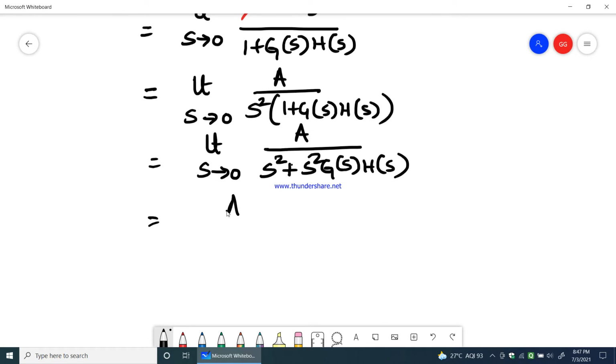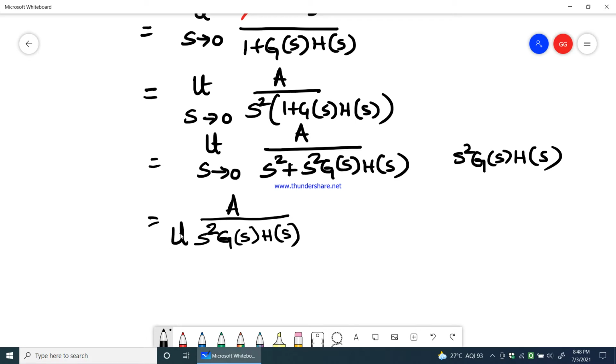So when s tends to 0, s square becomes 0. So 0 plus this will be s square g of s into h of s. I told you this is an acceleration function. Therefore, limit s tends to 0, s square into g of s into h of s is equal to ka, where a stands for acceleration.